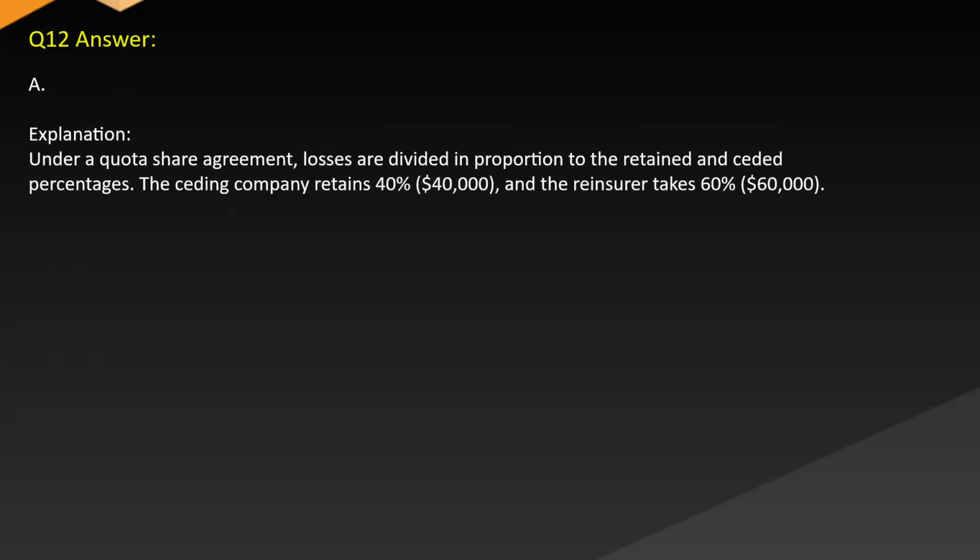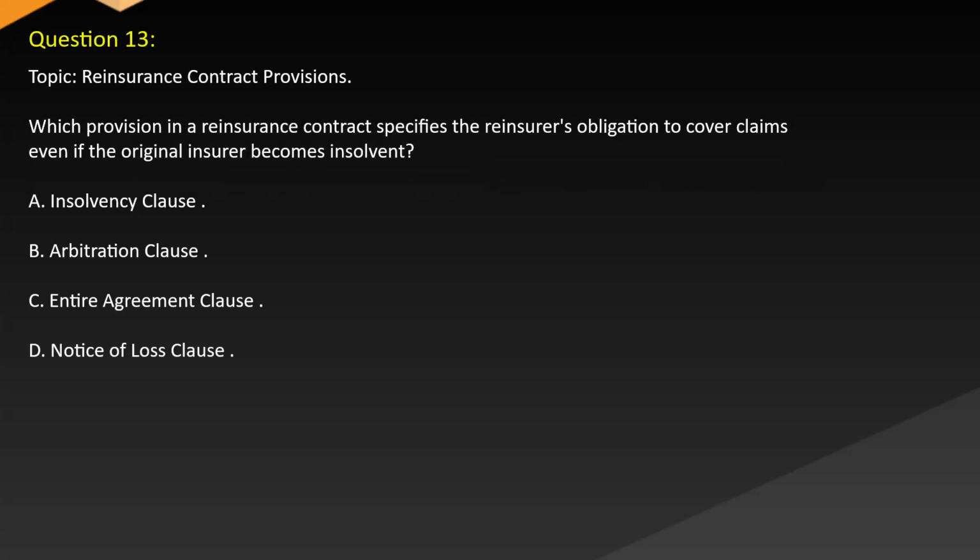Answer and explanation. Under a quota share agreement, losses are divided in proportion to the retained and ceded percentages. The ceding company retains 40%, $40,000, and the reinsurer takes 60%, $60,000.